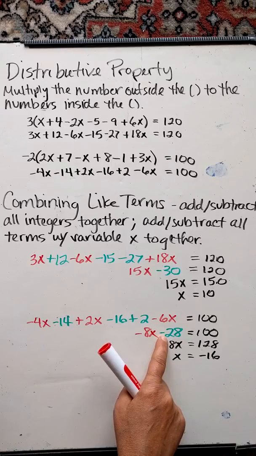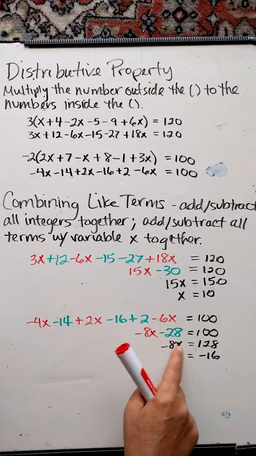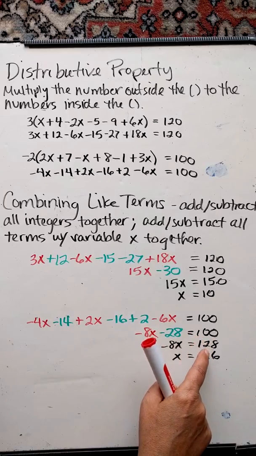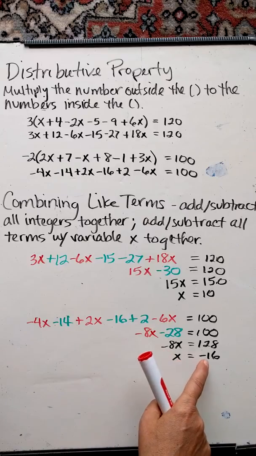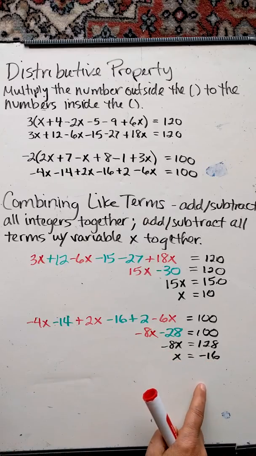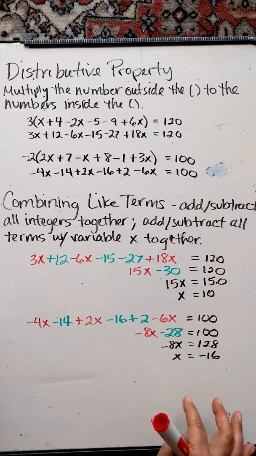And from here I add 28 to both sides so that this becomes 0. I bring down the -8x and I add 28 here. I get 128. Divide both sides by -8. I get x equals -16. And that's distributive property and combining like terms.